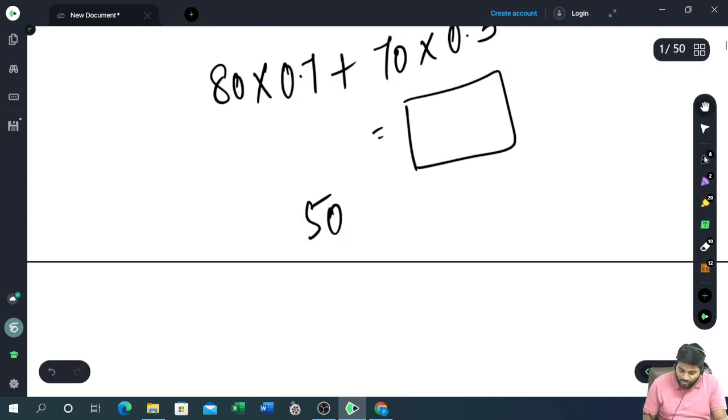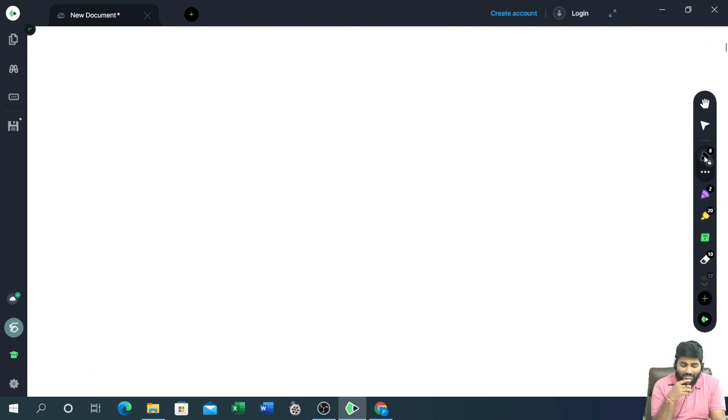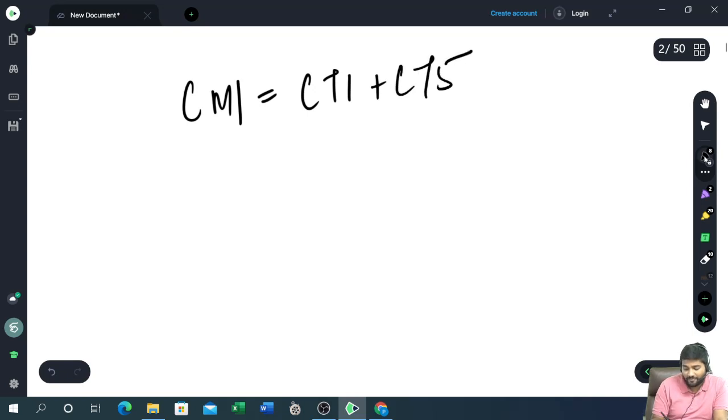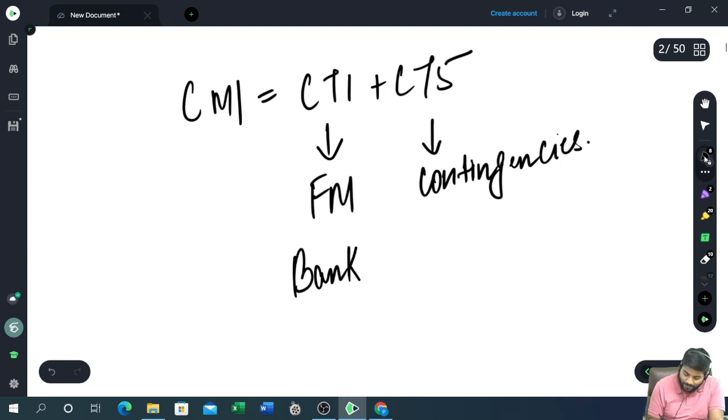So there are 28 chapters in CM1, and let me give you a brief history. It's a culmination of the papers CT1 and CT5. CT1 was financial mathematics and CT5 was contingencies. Financial mathematics deals with the banking part, and contingencies deals with the insurance part.